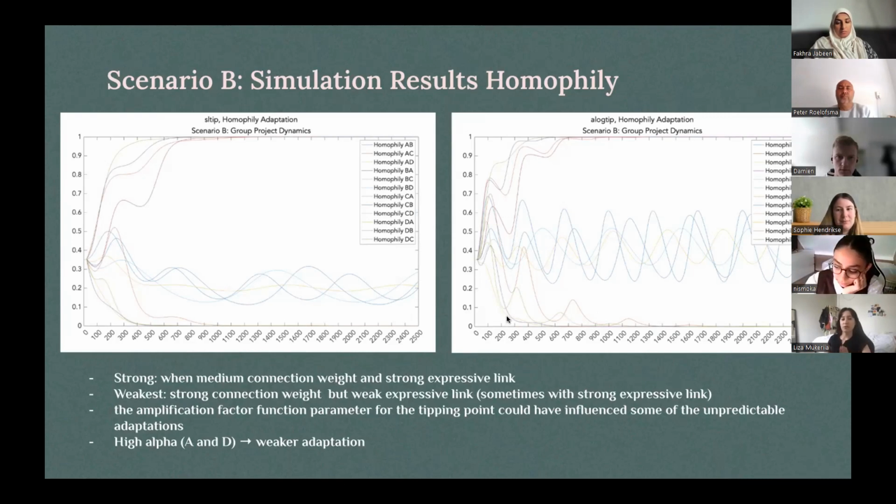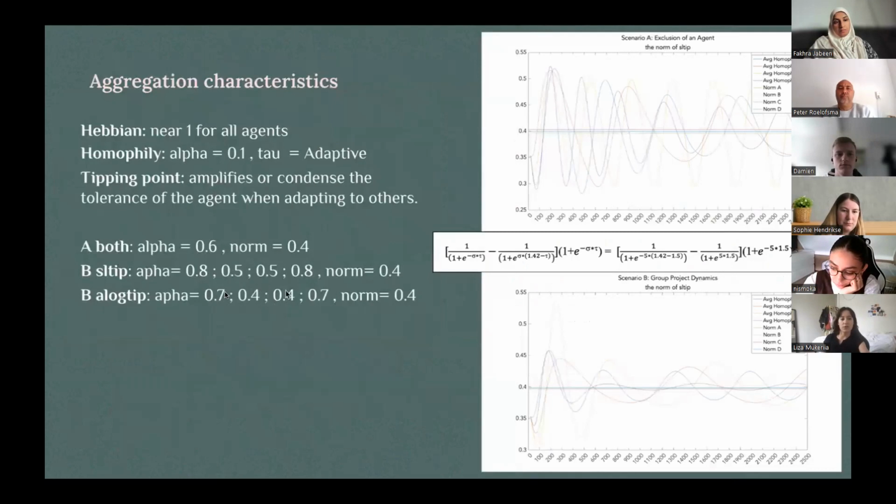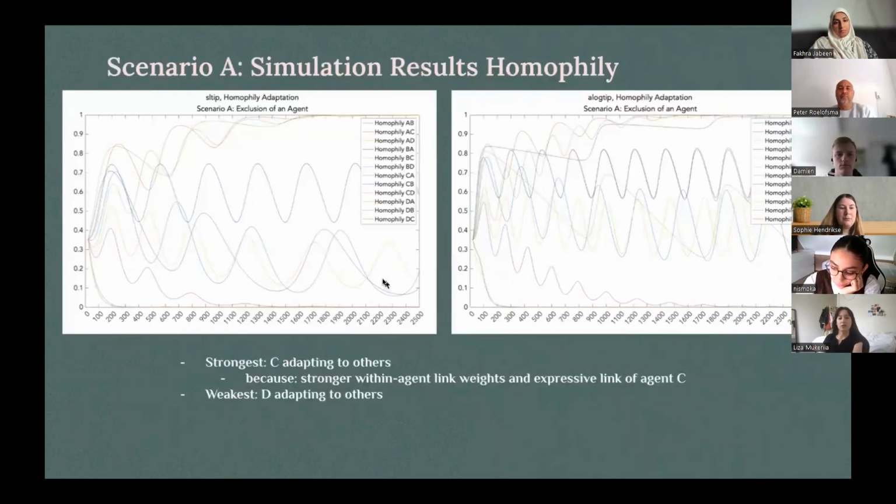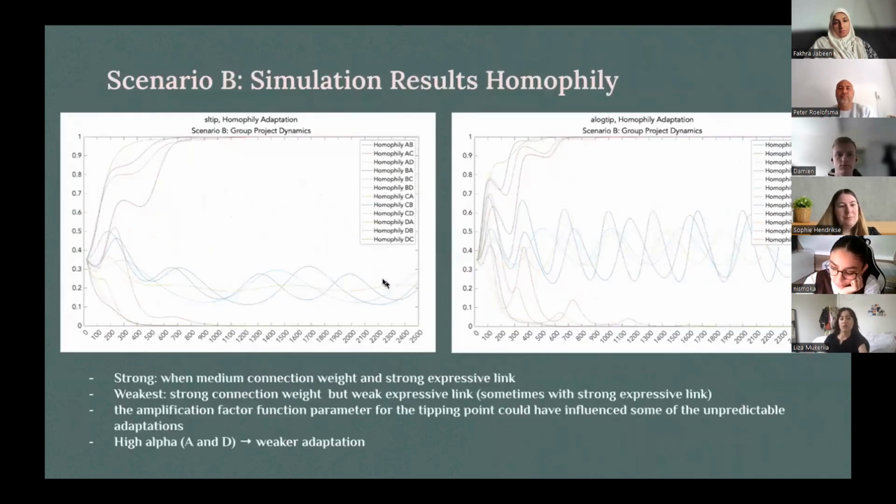But one factor that I thought may have had a strong effect on such outcome was the amplification factor for the tipping point, which was these values right here. I found that if the alpha is very high, which was the case for agent A and D, there's a weaker adaptation.